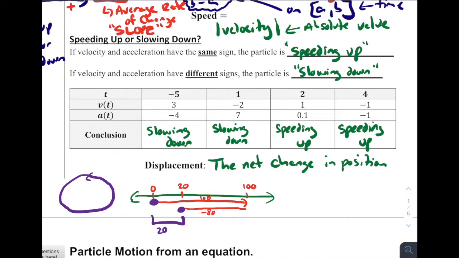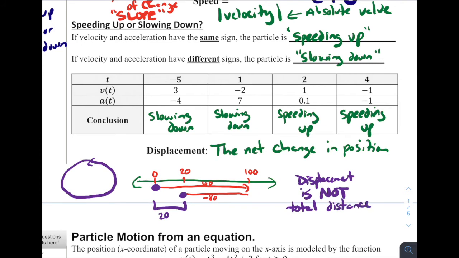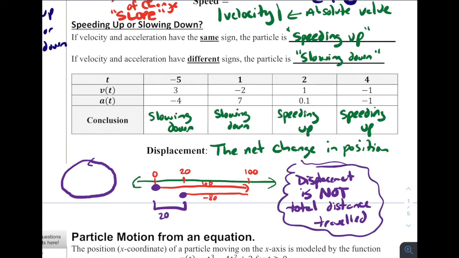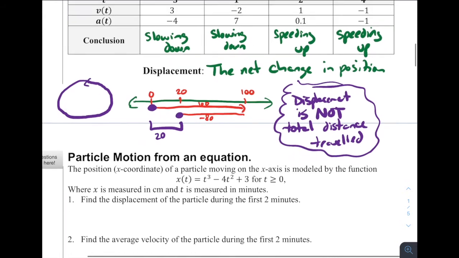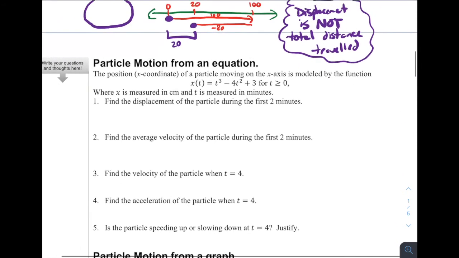So, and actually I'm going to highlight that because that is a common misconception, right? Displacement is not total distance traveled. Those are two different things. So definitely useful for us to make sure that we know that they are different and to be thinking about how they are different. Okay, let's get into some practice now that we had a lot of vocab.